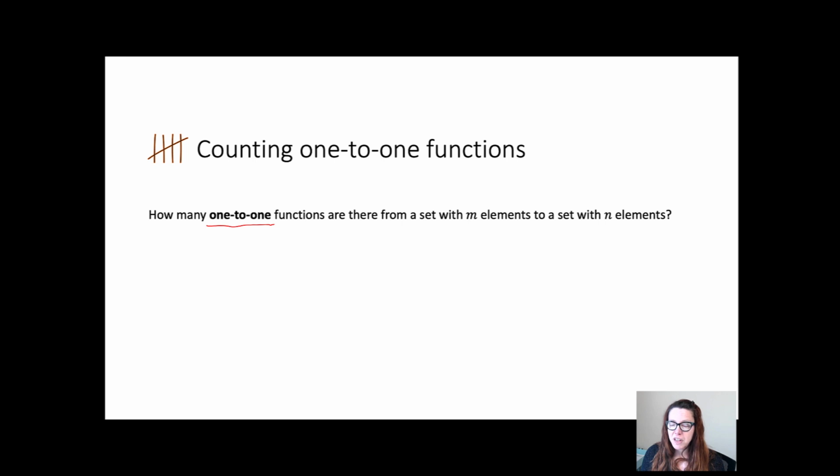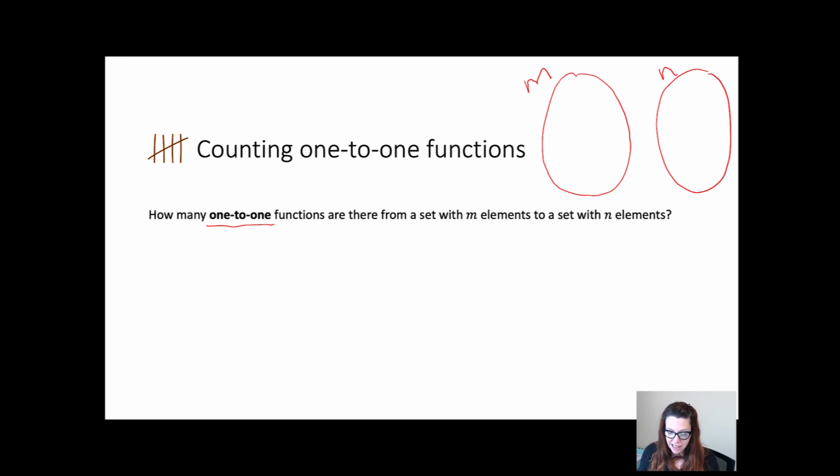So if you're working with large data sets in computer science, oftentimes you're trying to look through the different options. Well, how many options are we looking through? Sometimes we need to know. So what if I only want to look through the number of one-to-one functions? And we're going to stick with the same setup, where we have M options in the first set and N options in the second.